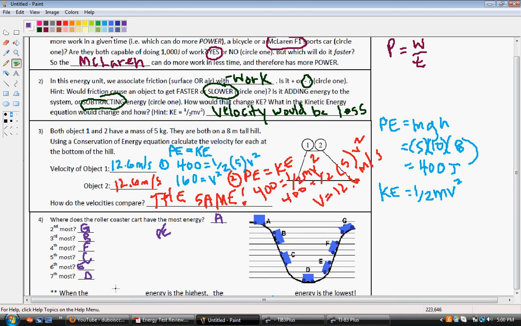So when our potential energy is the highest, what is the lowest? When our potential energy is the highest, what's this object doing right now? Do you think that it's going very fast? At maximum height, at maximum potential energy, our kinetic energy is the lowest. And here, when our potential energy is the lowest, our kinetic energy is the highest.